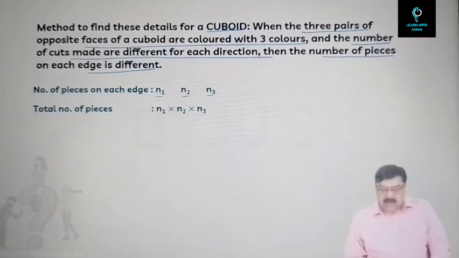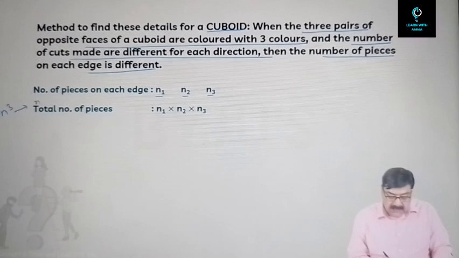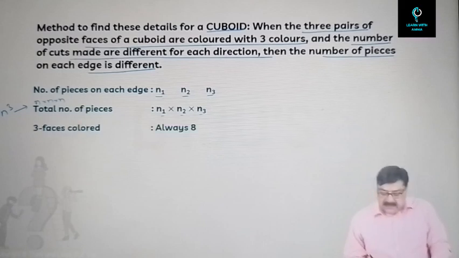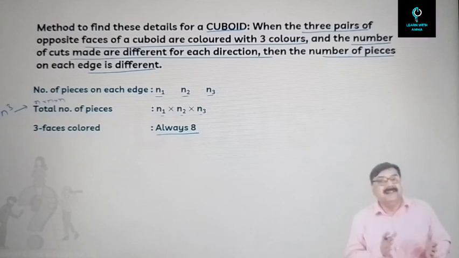Now total number of pieces, again we know that in case of a cube it was n cube. Now what is n cube? n into n into n. Now n happened to be the same, so hence it became n cube. But here n is not the same. It is n1, n2, n3. The multiplication of these 3 will give us the total number of pieces in this cuboid. Well, 3 faces colored will always be 8, provided adjacent faces are not colored the same. Opposite faces are colored the same, let us say.